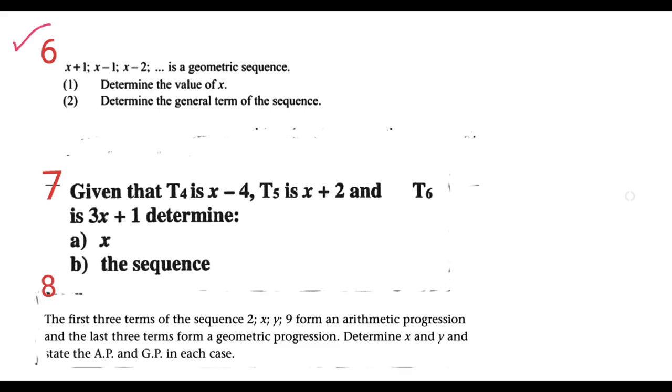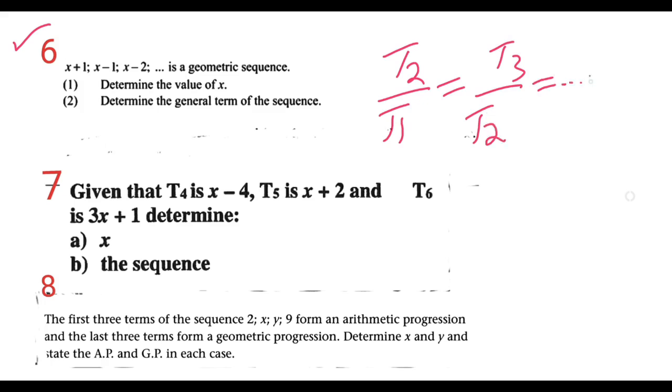Question number 6 says x plus 1, x minus 1, x minus 2, and so on is a geometric sequence. Determine the value of x. And the second question, determine the general term of the sequence. We can solve for the unknown in a geometric sequence by remembering that term 2 over term 1 is equal to term 3 divided by term 2, and so on.